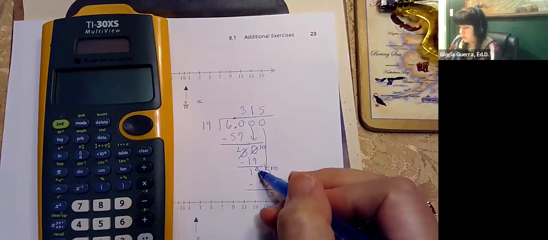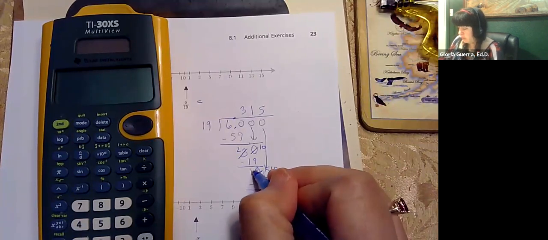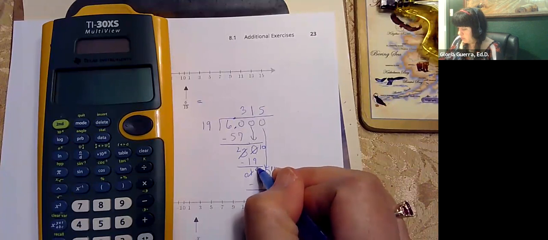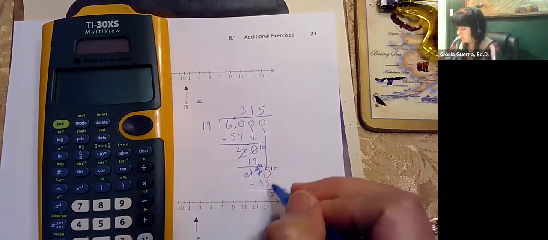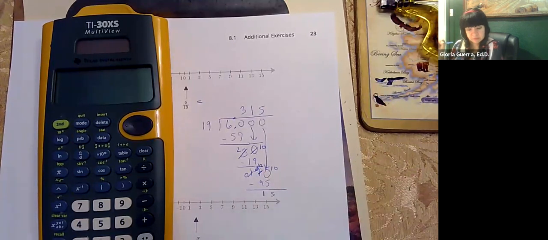Okay, and then I can't do 0 minus 9, so I have to borrow again. Then I make this 0 into a 10. 10 minus 9 is 1. So it looks like it's a remainder of 15. And it looks like it's going to keep going because it doesn't terminate on the remainder of 0.